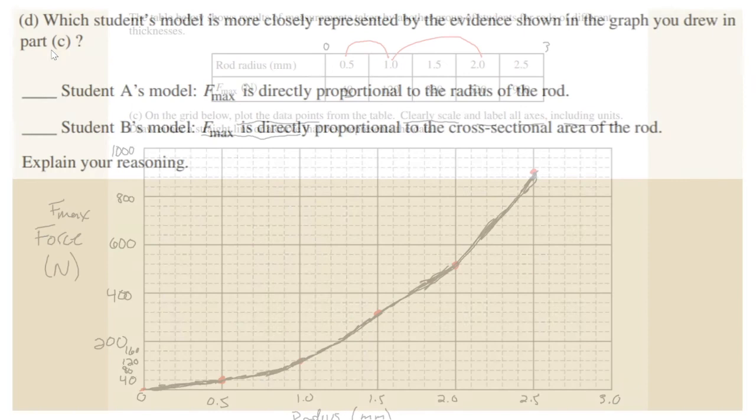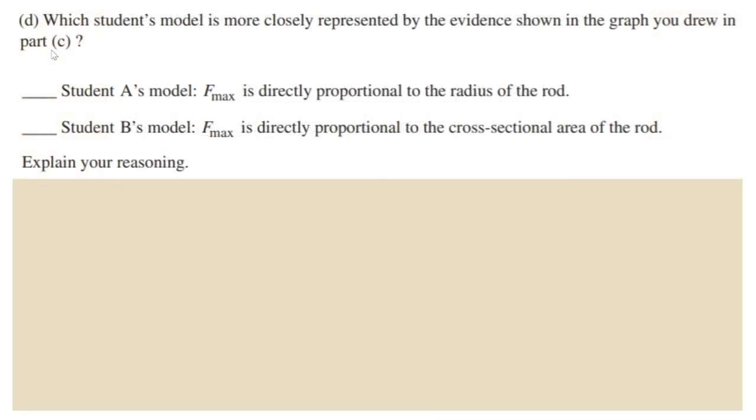All right, and moving on to the last part, part D. It says here in part D, which student's model is more closely represented by the evidence shown in the graph you drew in part C.